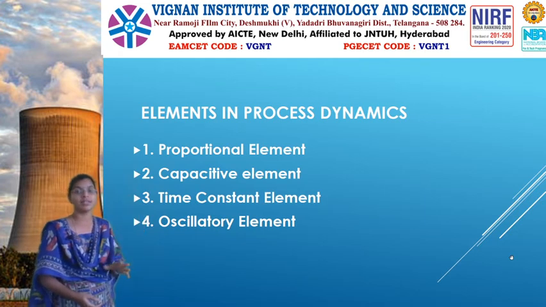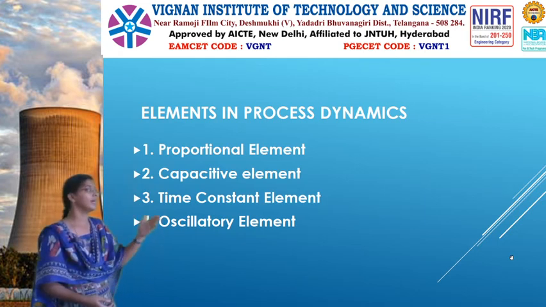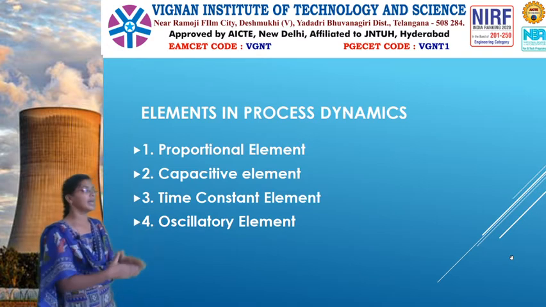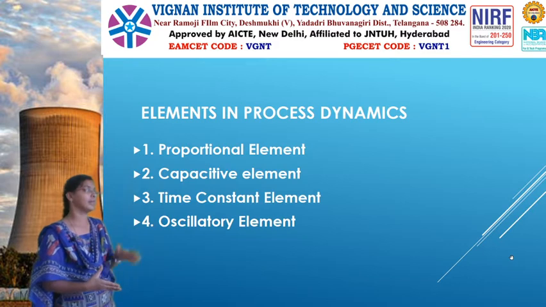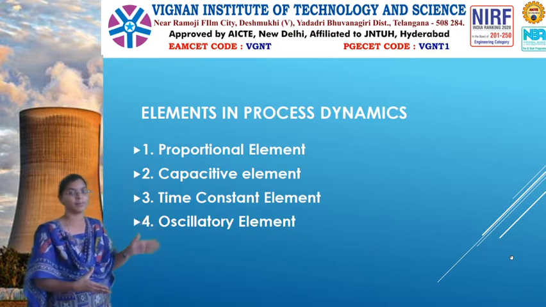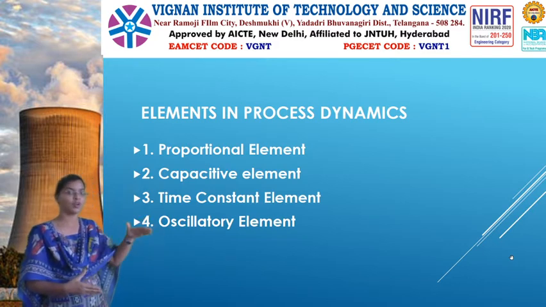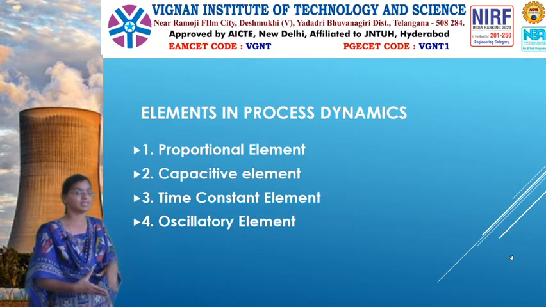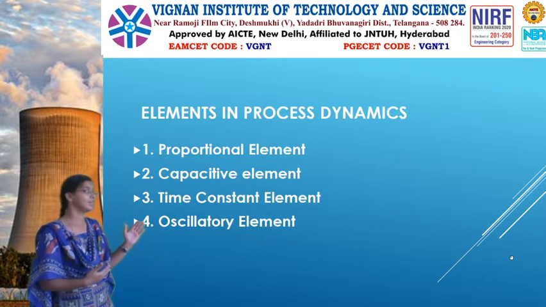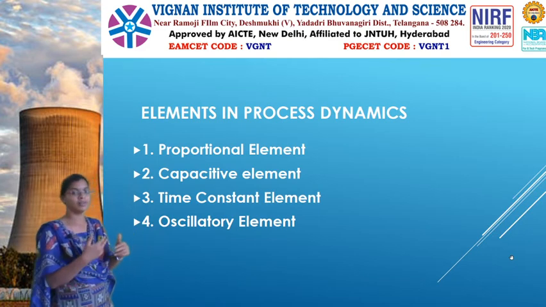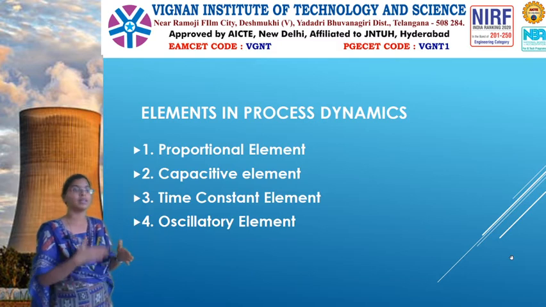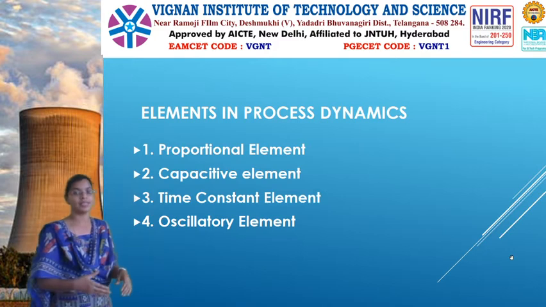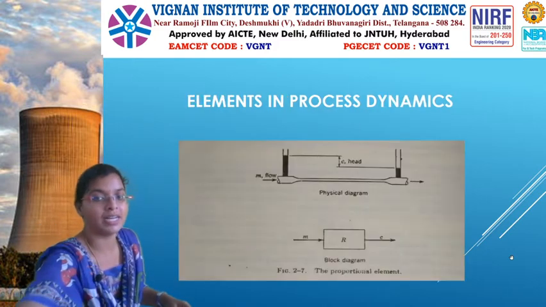We already saw what a resistive element and a capacitive element are, how they act in a particular process, and how the response will be. The first two, the proportional element and the capacitive element, relate to the resistive and capacitive elements. If we combine the resistive element and the capacitive element, we get the time constant element. And if we use any mechanical translation system in the dynamics, that gives the oscillatory element. So we will see the proportional element first.